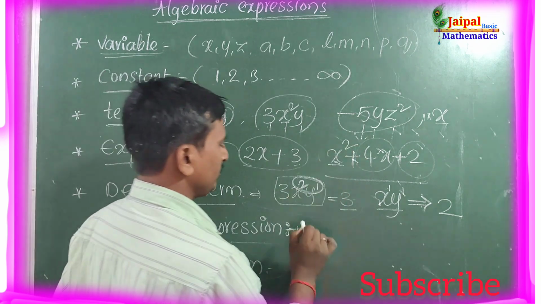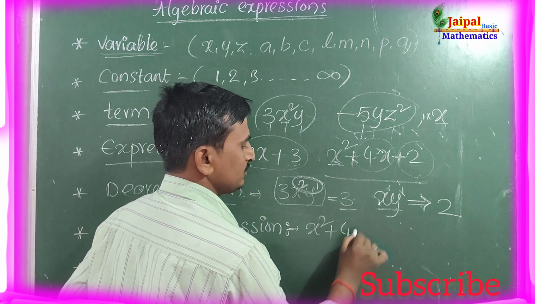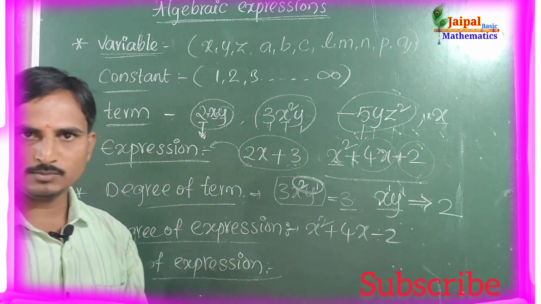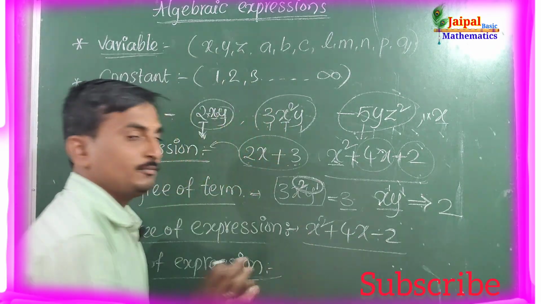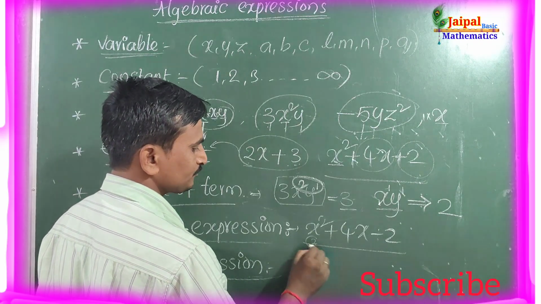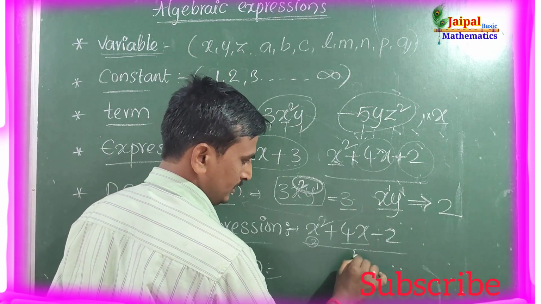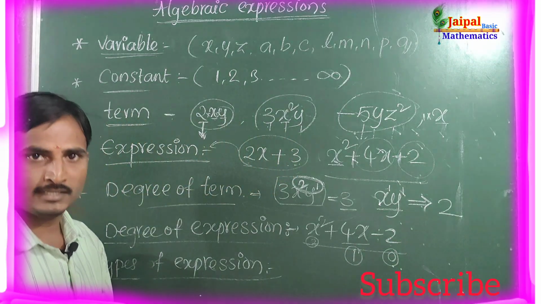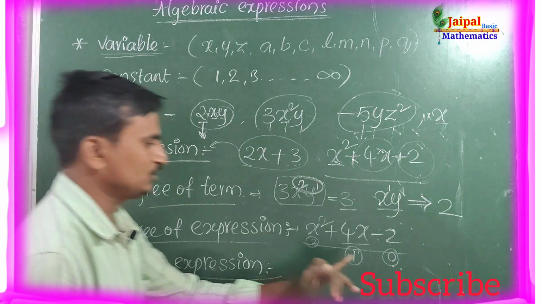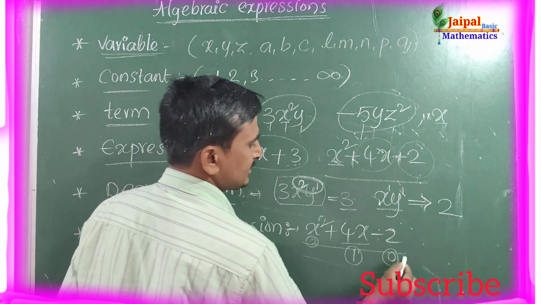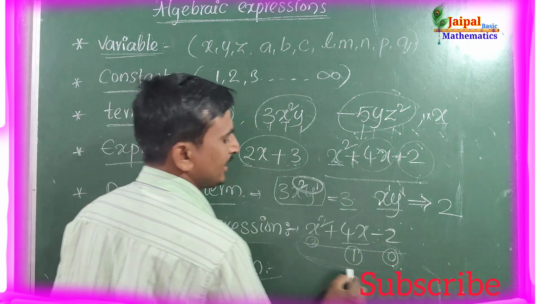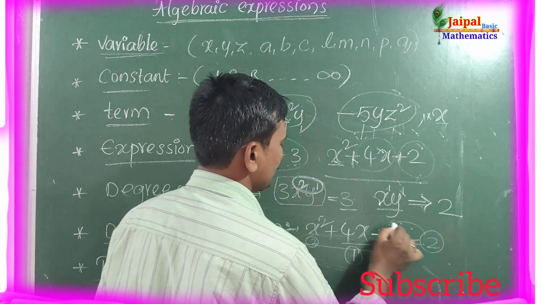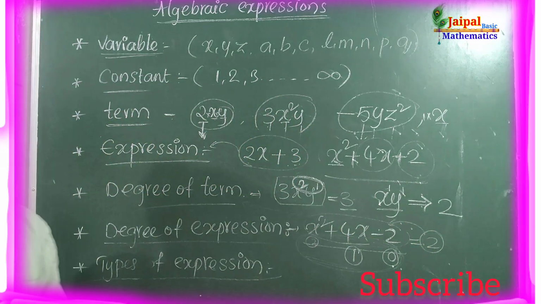For example, write one overall expression, that is x square plus 4x minus 2. It is one expression. In this, first find every term's degree. Here x square degree is 2, 4x degree is 1 and 2 degree is 0. One thing remember everybody, every constant term's degree is 0 only. Which is the highest degree of a term here? 2 is the highest, so overall 2 is the degree of this expression.